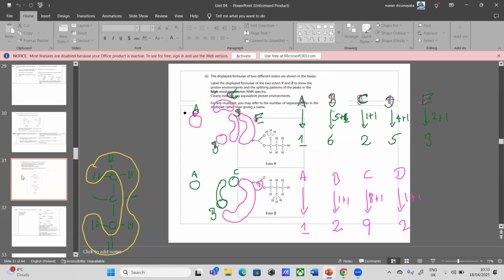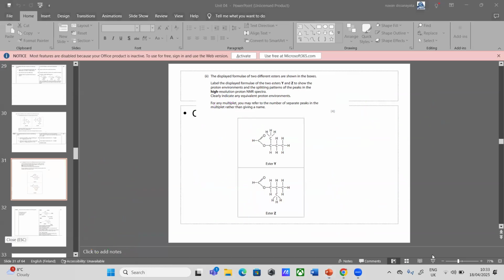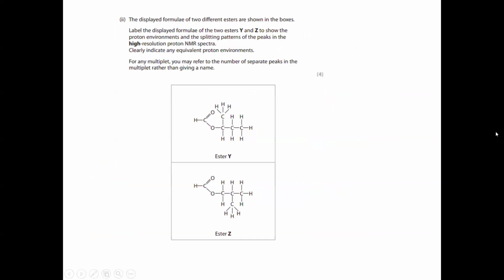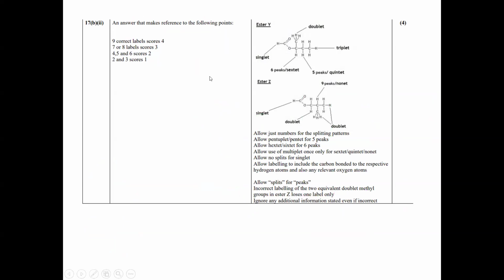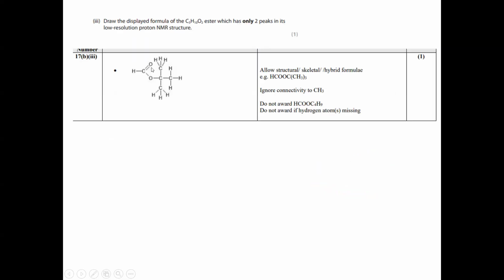So they ask you to draw the displayed formula and explain it clearly, right? That's what they ask. So 4 marks are given. So they are expecting an answer like this: correctly label the environments, circling them is better, then tell how many subpeaks there are. Then draw the displayed formula of the C5H10O2 ester which has only 2 peaks in its low resolution proton NMR.